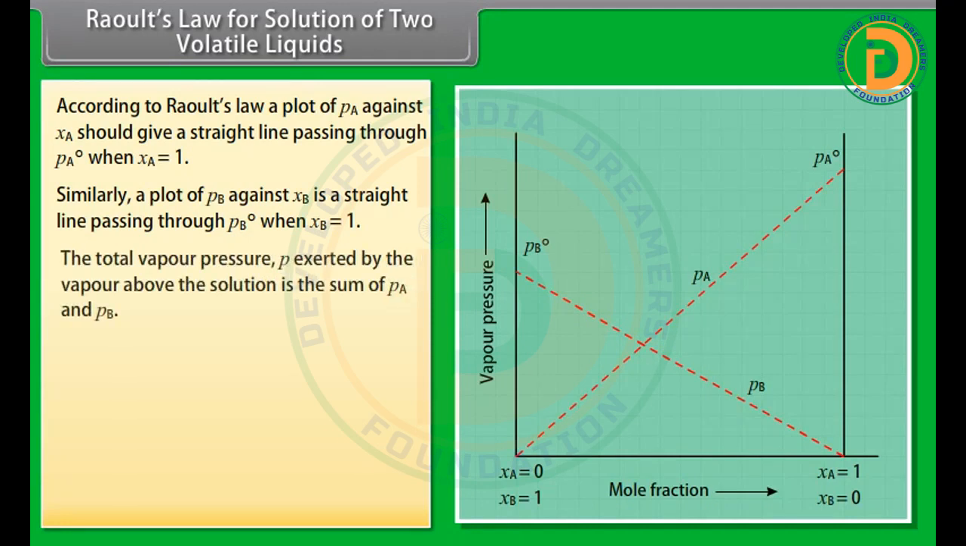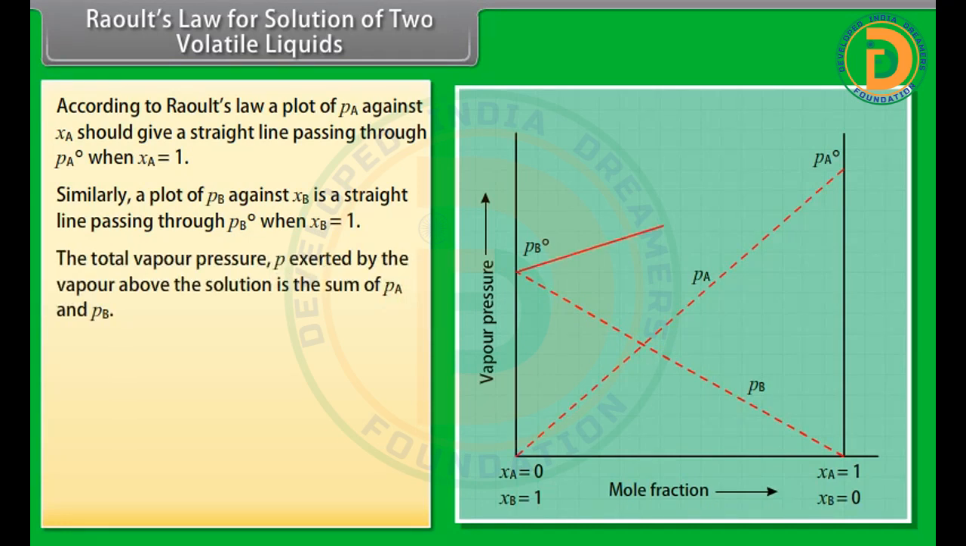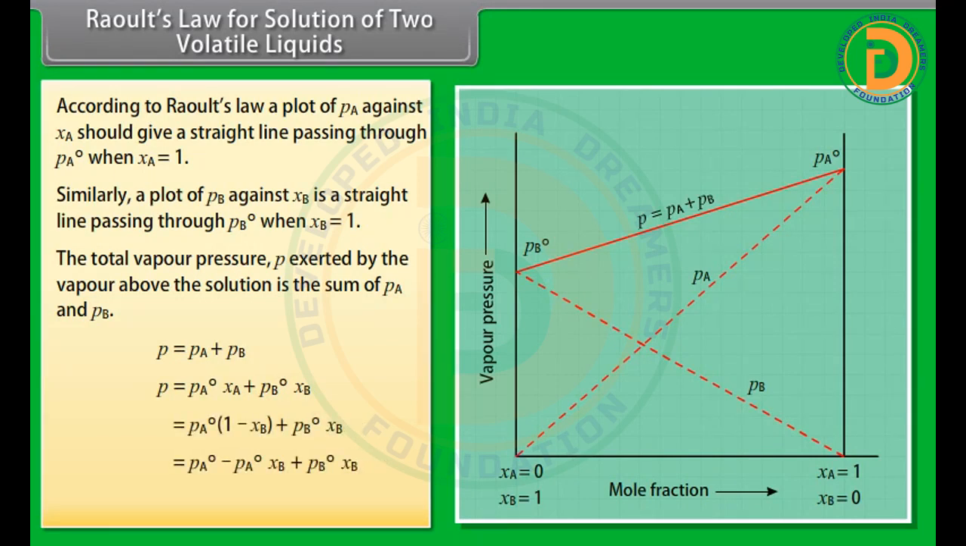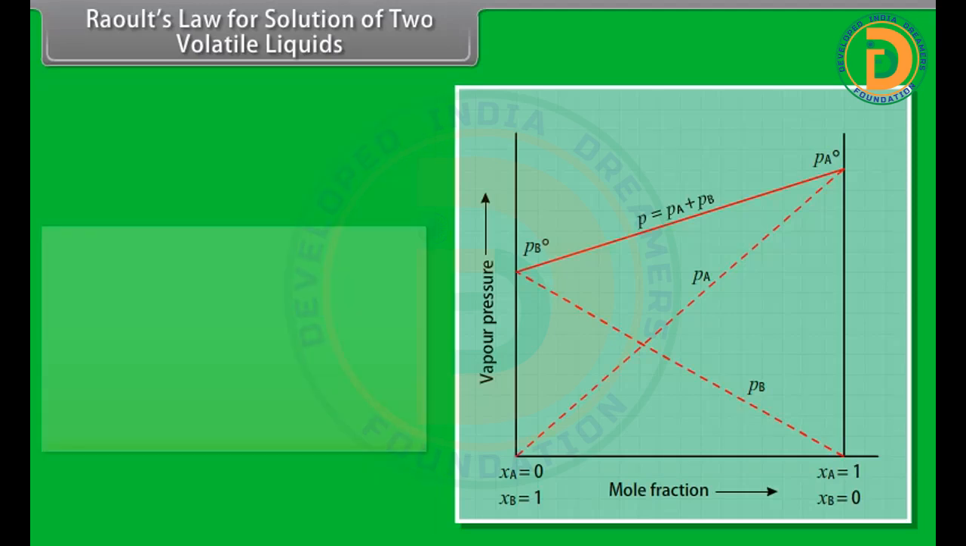The total vapor pressure, P, exerted by the vapor above the solution is the sum of PA and PB. P = PA + PB. By putting XA = 1 - XB, we get the relation P = (PB° - PA°) XB + PA°.